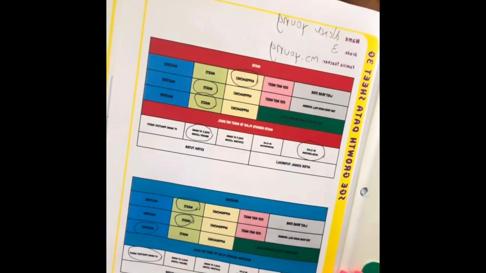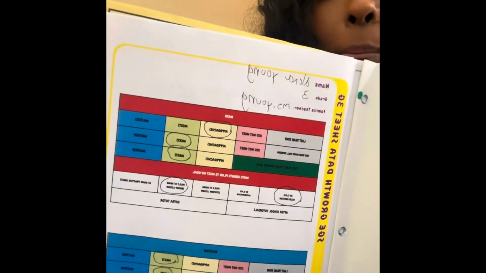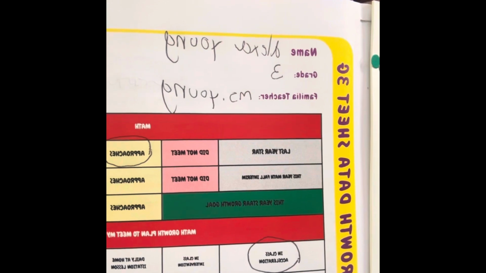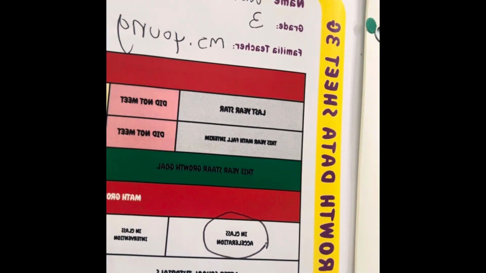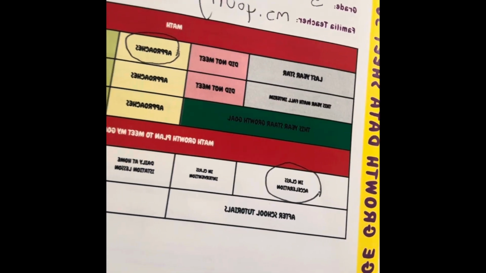Okay, so step one is you're going to have your data sheet that the teacher and the scholar will go over together, and this is what they're going to use to prep for their conference. The first one is math. It'll have where the scholar performed at the beginning of the year, and then where the scholar performed on their interim, and then their growth goal for the end of the year, and then what the plan will be for the scholar to get to their growth goal.